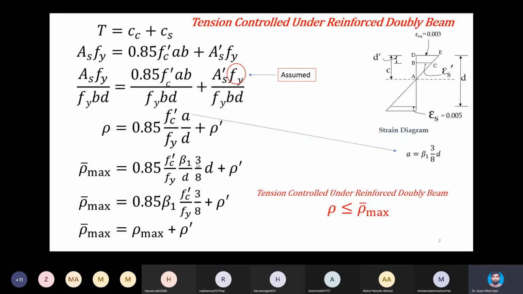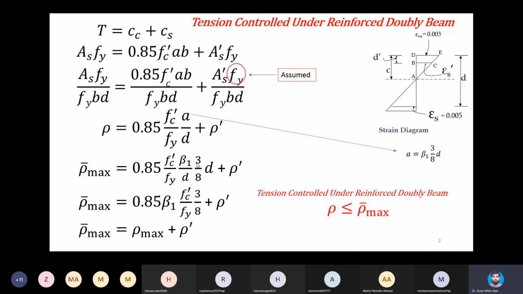So when I'm talking about these types of doubly beams, I am silent about the compression steel, because compression steel yielding or non-yielding does not affect the ductile behavior or the tension steel strains. So the classification will still depend upon the status of tension steel.